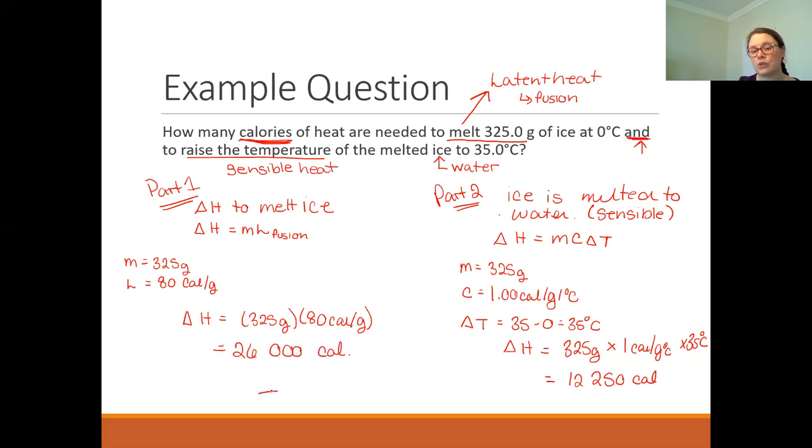To finish off the question, it's an and question, so that means we add the two components together. So the total energy is equal to 26,000 plus 12,250 equals 38,250 calories. And that's the final answer.